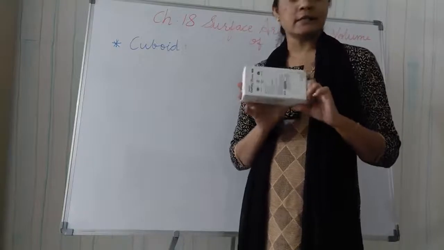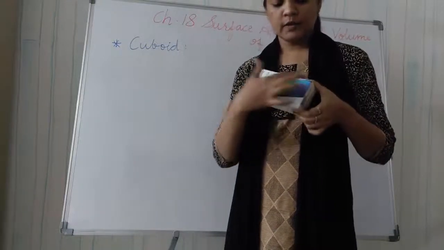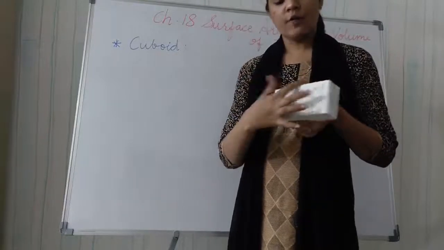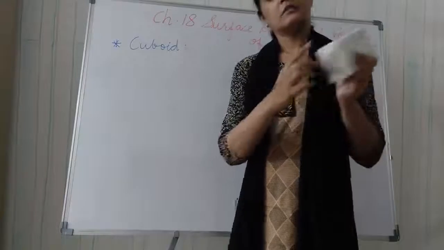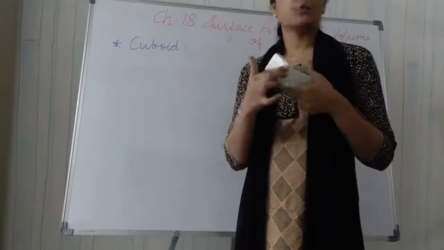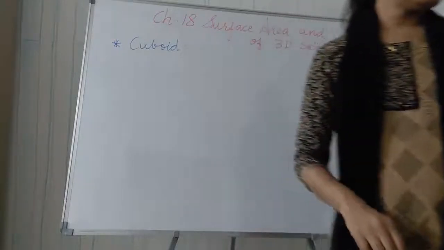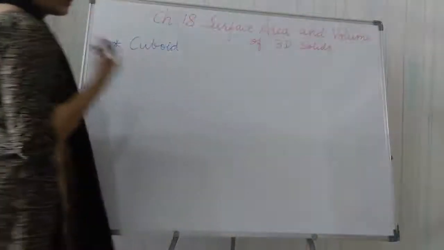Also there are the edges. So let us count the edges. Here 1, 2, 3 and 4. Also 5, 6, 7, 8. And these are 9, 10, 11 and 12. In total how many edges have we counted here? There are 12 edges. So let me write the very important information about the cuboid.